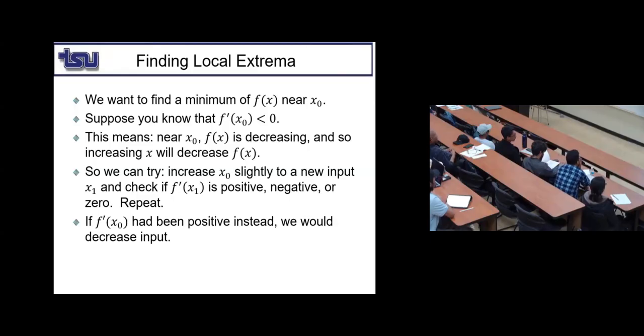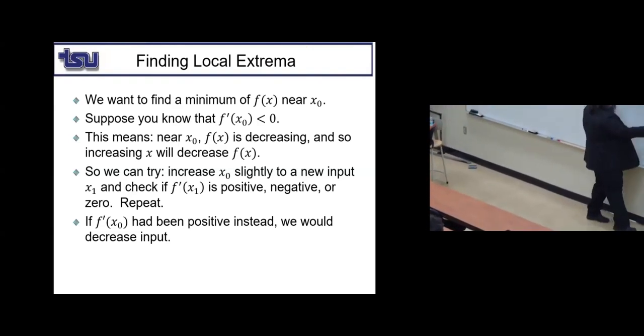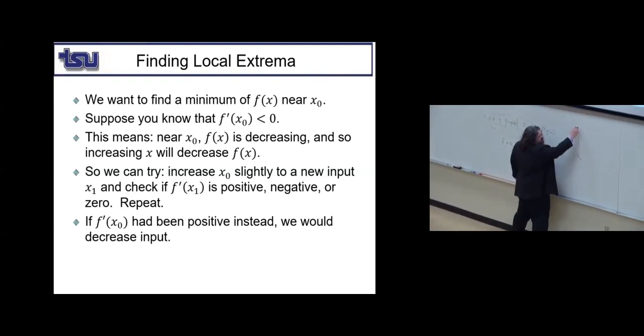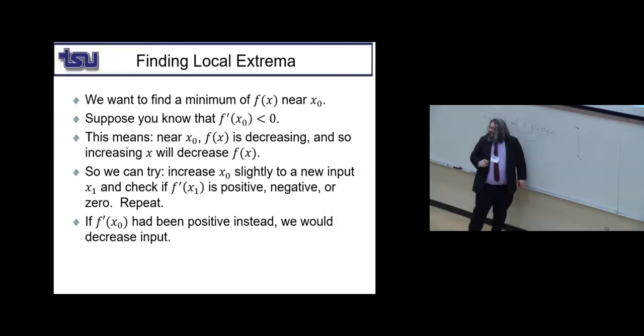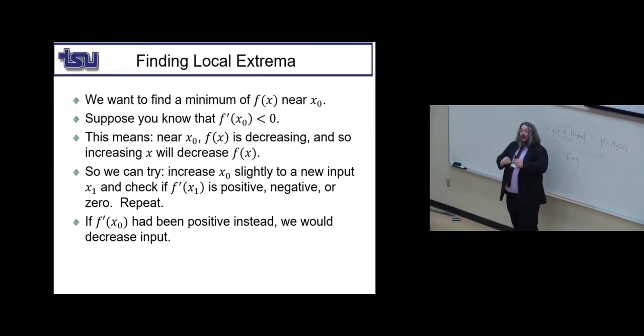Now, suppose that you know that the derivative of the function at x0 is negative. That means that the function is decreasing at or near x0, which means that if I were to increase my input a little bit, my function values would go down. I don't know what my function looks like exactly, but I know that right near x0, it looks something like this. It's got a negative slope, which means that if I want to find a smaller point on the graph, if I want to find a lower point on the graph, I need to move a little bit that way.